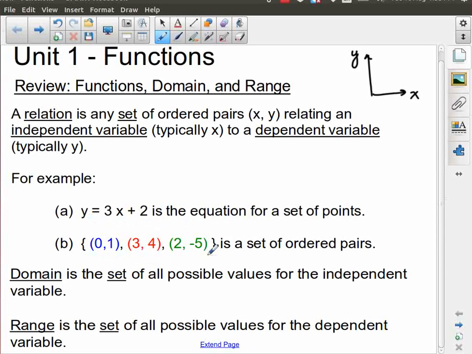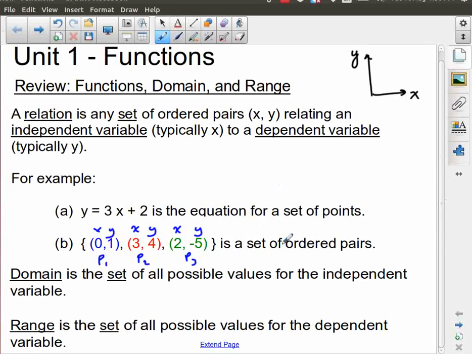Here's another example of a relation using something a little bit newer, something we covered last year, which is set notation. In this case, we have a set of points. These are x and y coordinates. So that's an xy, that's an xy, and that's an xy. Each of these represents, another way we could think of that, point 1, point number 2, and point number 3. So that's another way to represent a relation.